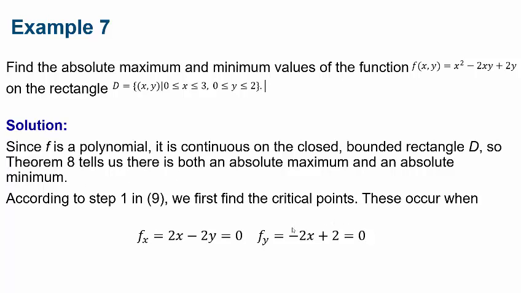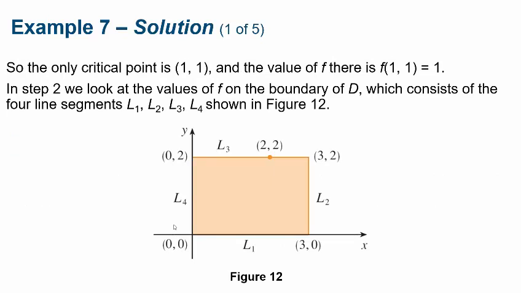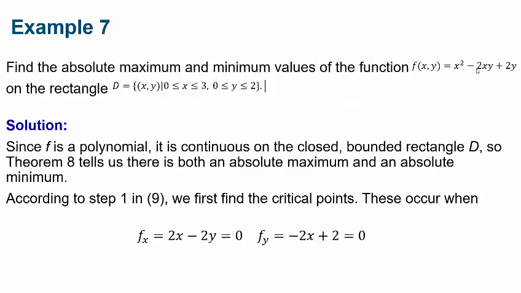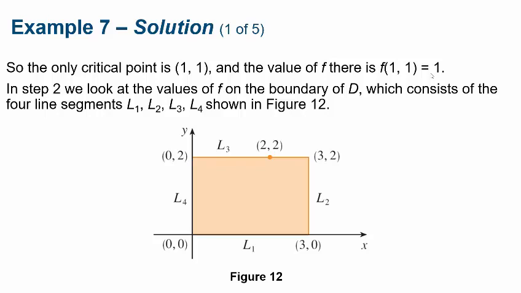The first thing you're going to do is solve this one, because it just has a single variable, and you'll get x is equal to 1. Then you'll take that 1 and plug it in here for x, and find the value of y. So the only critical point is (1, 1). And the value of f there, if you plug 1, 1 into our function for x and y, is 1.